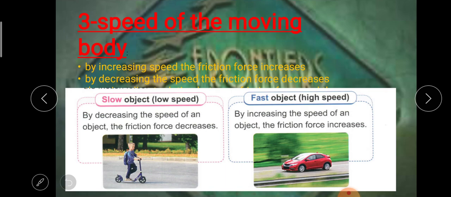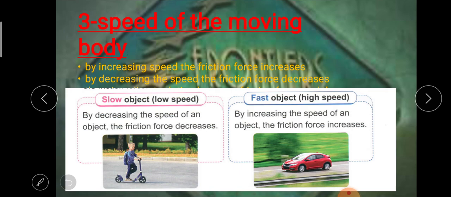So if I increase the speed, the friction force will increase. If I'm moving fast, I will make more friction force. But by decreasing the speed, the friction force will decrease. I want you to notice this if you move on the ground. First, move slowly, and second, move fast. If you move fast, there will be more friction between your shoe and the ground. And also, rub both your hands together, first slowly, and second, fast.